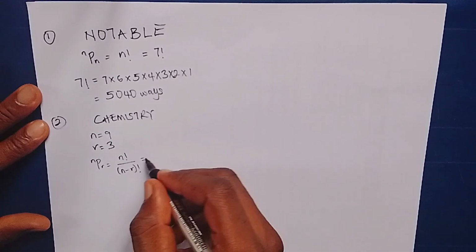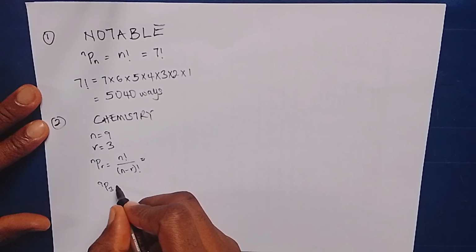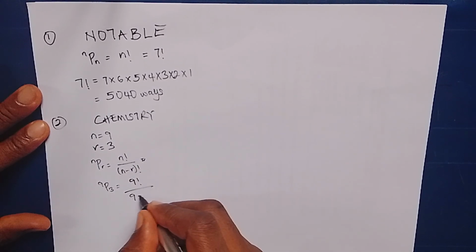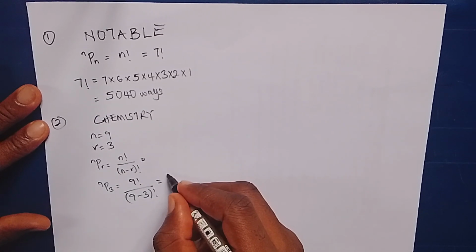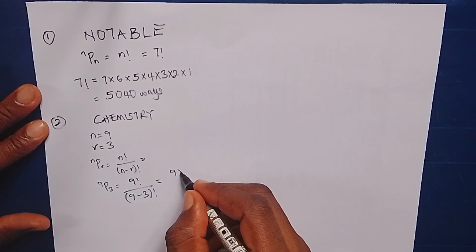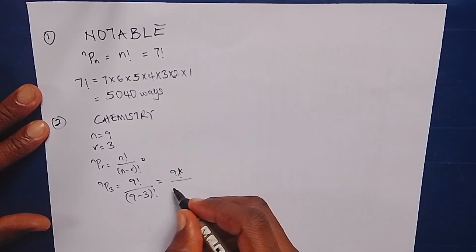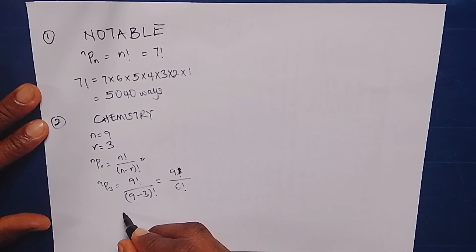What we'll have is 9P3, which is equal to 9 factorial over 9 minus 3 factorial. This is equal to 9 factorial over 6 factorial. Let's take everything step by step.